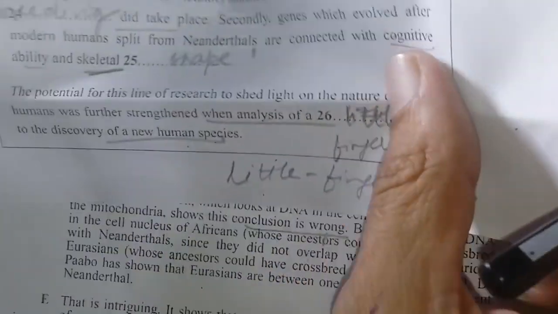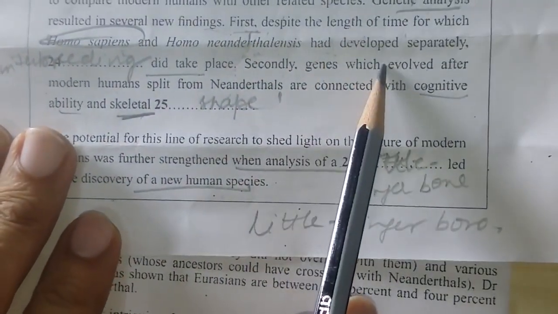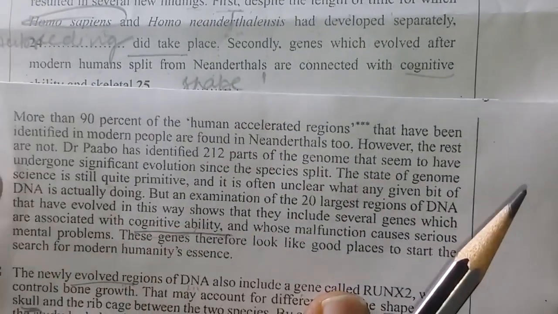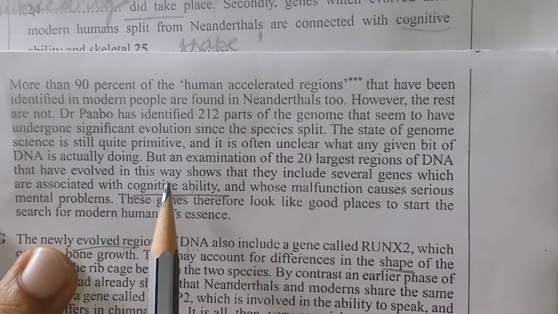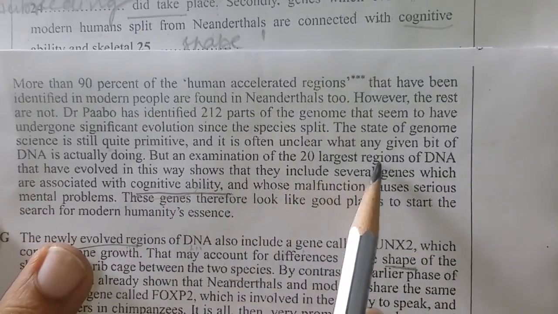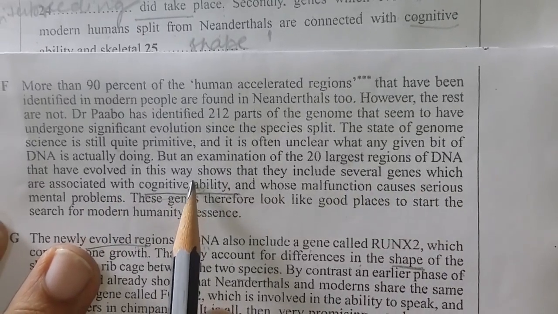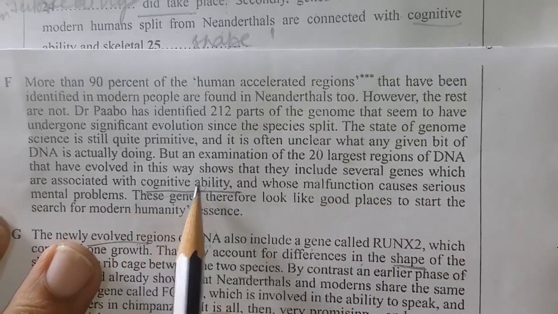Second, we went to the next point, that is, we have to find the cognitive. And secondly, genes which evolved after modern humans split. Now let's go to the next part. Here the person is saying that an examination of the 20 largest regions of DNA that have evolved in this way shows that they include several genes which are associated with this.